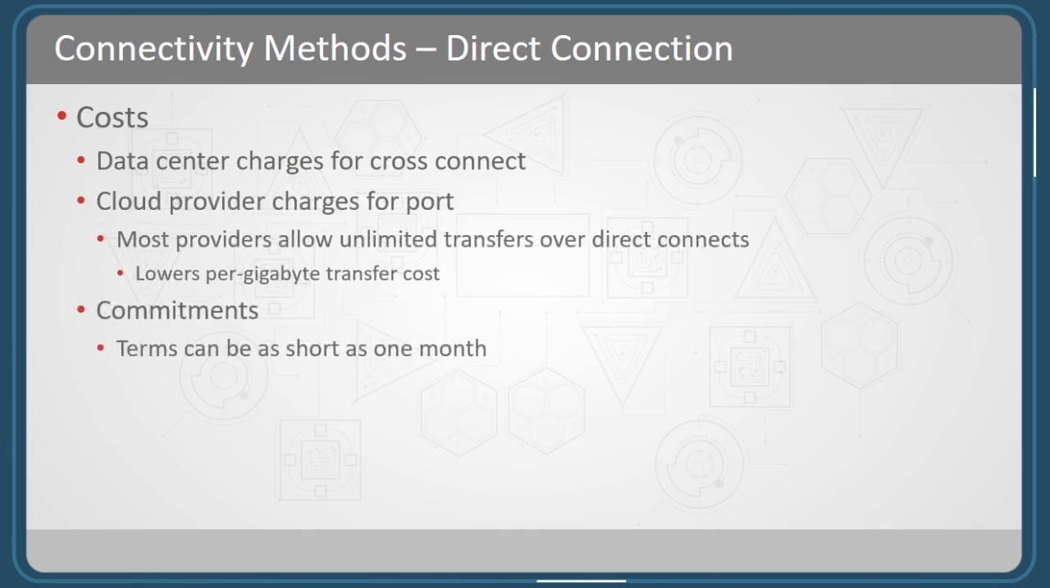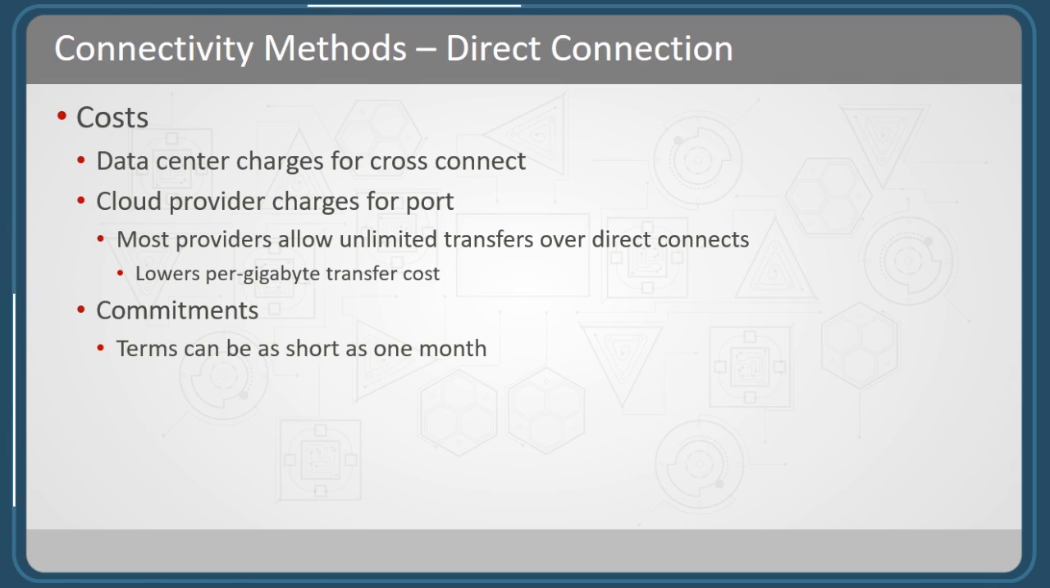Now, in this kind of configuration, of course, there are costs. The data center will charge for the cross-connect itself, and the cloud provider may still charge for the port. But once you have this, most providers will allow unlimited transfers over the direct connect. So this lowers the per gigabyte transfer cost. Now, there may be commitments involved as well, but the terms can be as short as 1 month. So generally, you don't have to lock into a multi-year contract or anything along those lines.